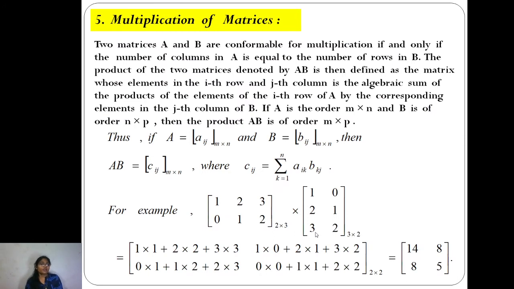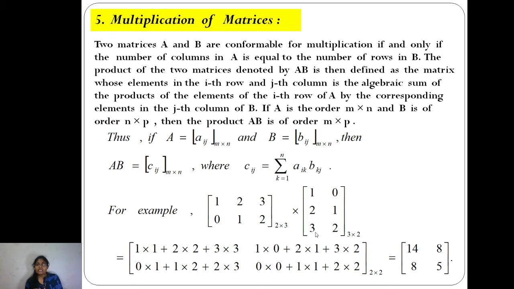Next, multiplication of matrices. Two matrices capital A and B are conformable for multiplication if and only if the number of columns in capital A is equal to the number of rows in capital B. So the multiplication of two matrices exists only if, left to right, AB, the number of columns in capital A is equal to the number of rows in capital B. Then the product of the two matrices, denoted by AB, is defined as that matrix whose element in the ith row and jth column is the algebraic sum of the products of the elements of the ith row of capital A by the corresponding elements in the jth column of capital B.